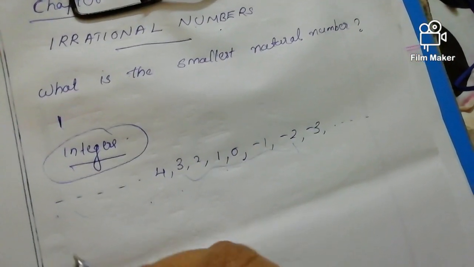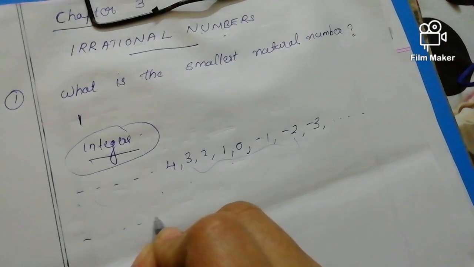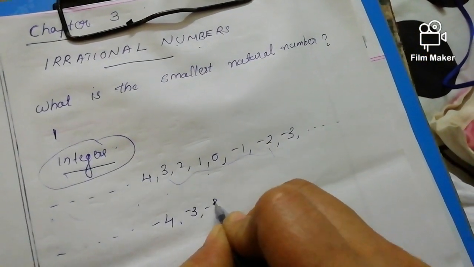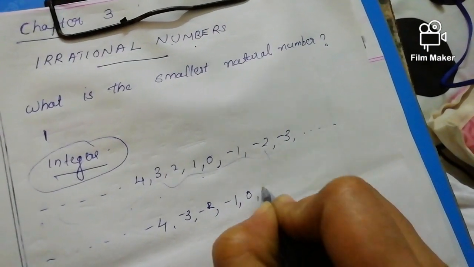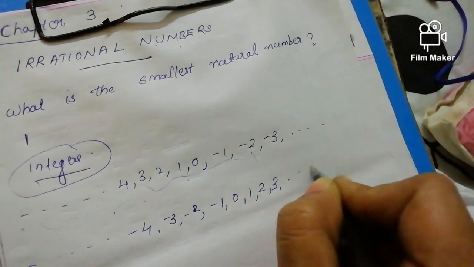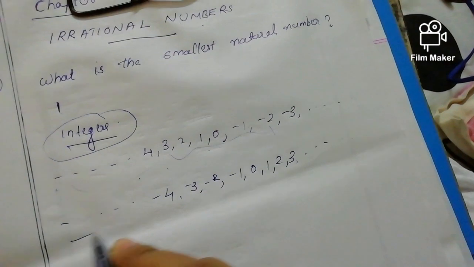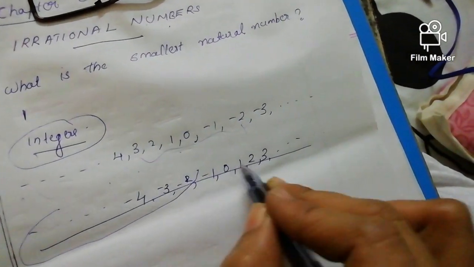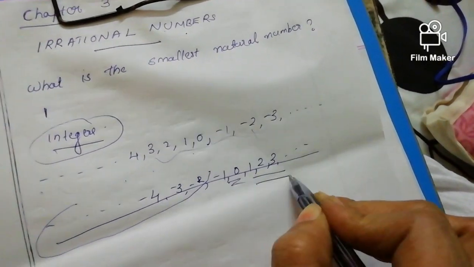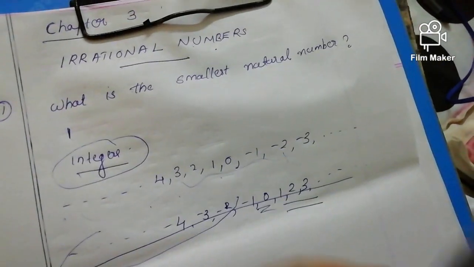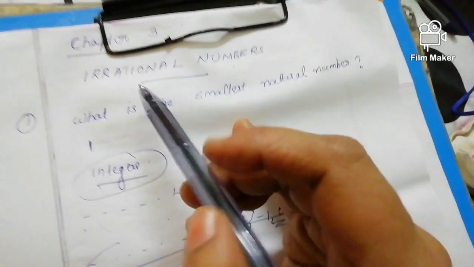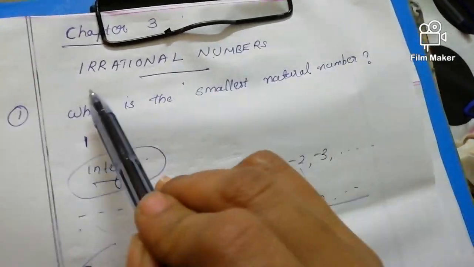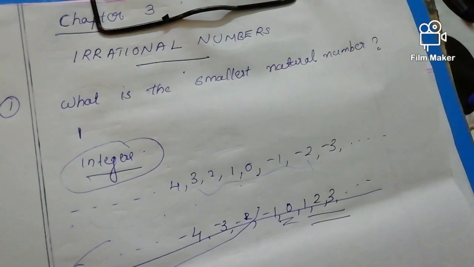We can say that -4, -3, -2, -1, comma 0, comma 1, comma 2, comma 3, comma etc. This is the form of integers. This is the integer set including negative numbers, 0 and positive numbers. Using all this information, we can find another new number set, which is rational numbers.